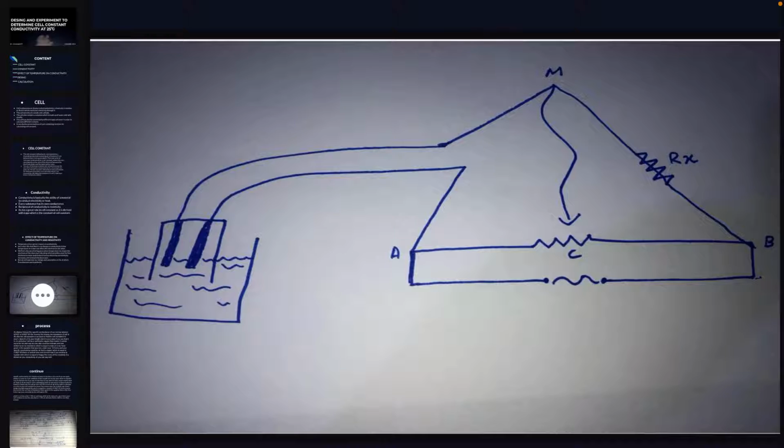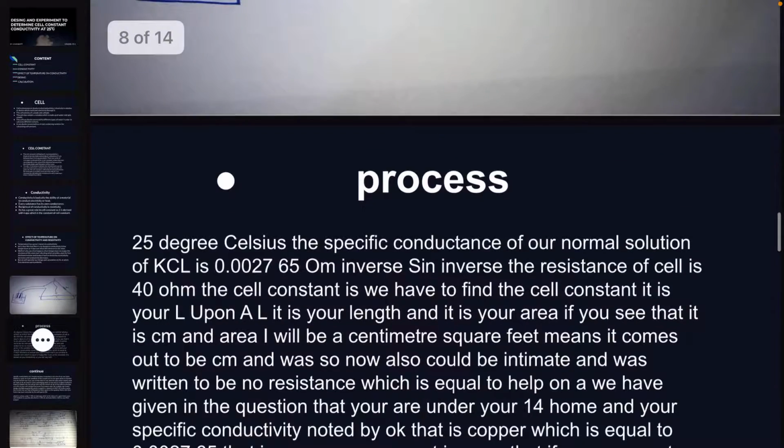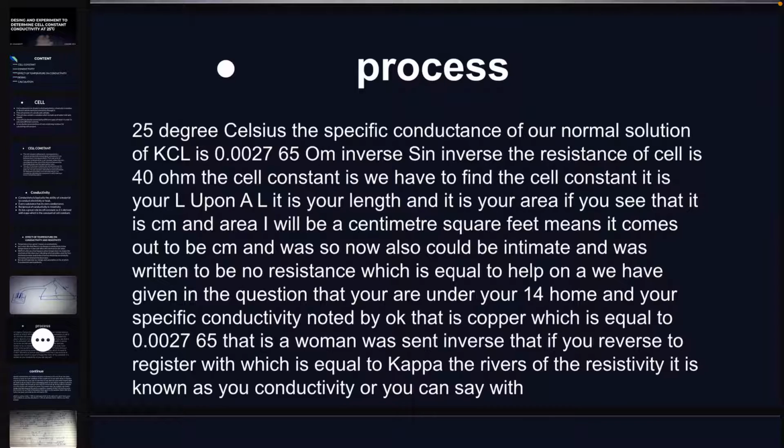So here, as we can see, on the left side in the glass, we have a water solution with two electrodes, and the solution has KCl, which works perfectly at 25 Celsius. And here we have a Wheatstone bridge which has two resistors and three points A, B, C, which are interlinked with each other, so we can determine the resistivity of each with the help of kappa, which is the main cell constant of this process.